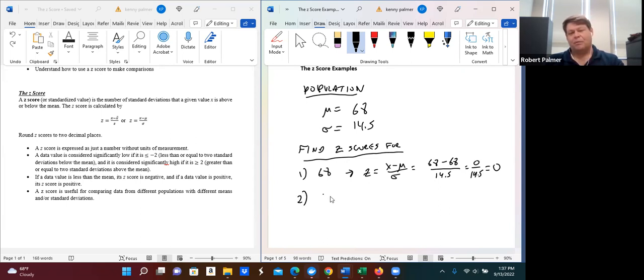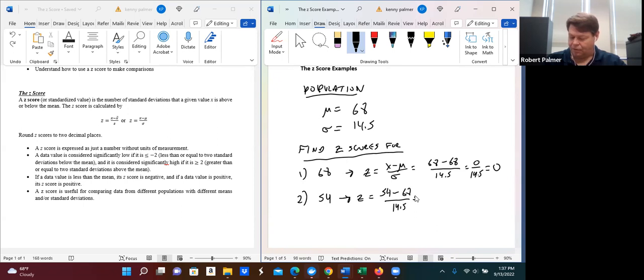This time, let's try 54. Now, 54 is below the mean, so we expect our z-score to be negative. Let's again plug this in. I won't rewrite the formula. So our x value is 54 minus our mean, which is 68, and then that divided by 14.5. So let's calculate this. Use your calculator.